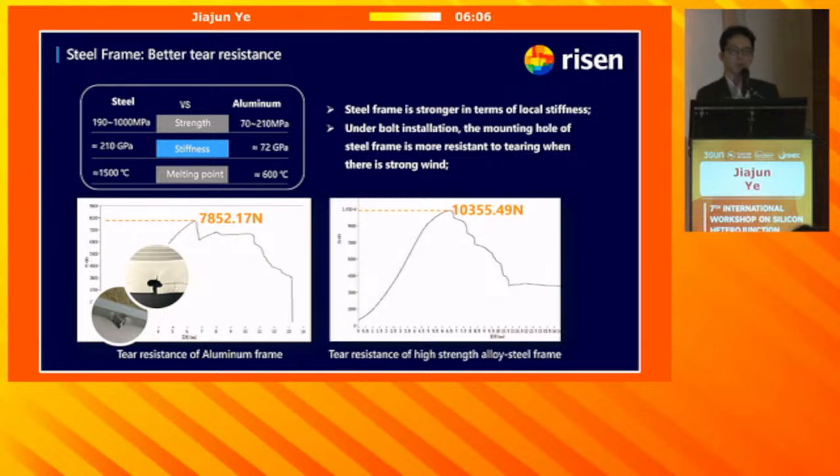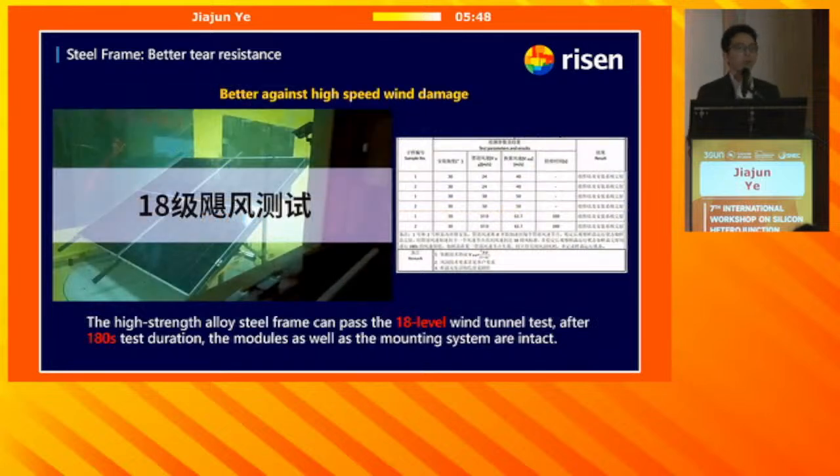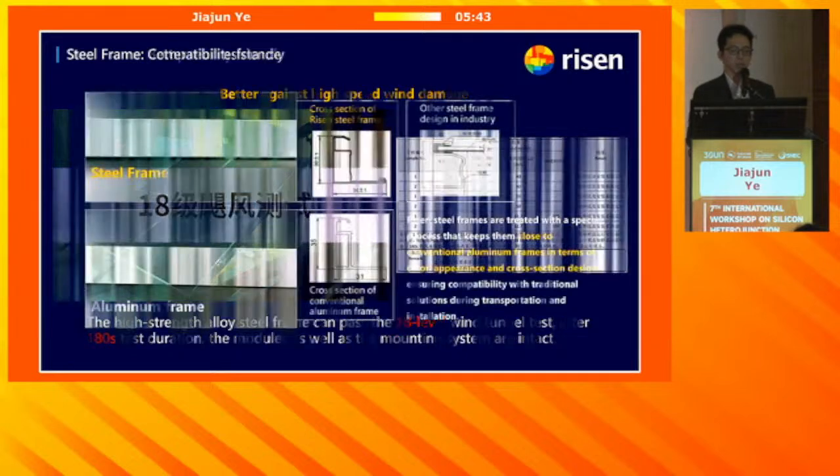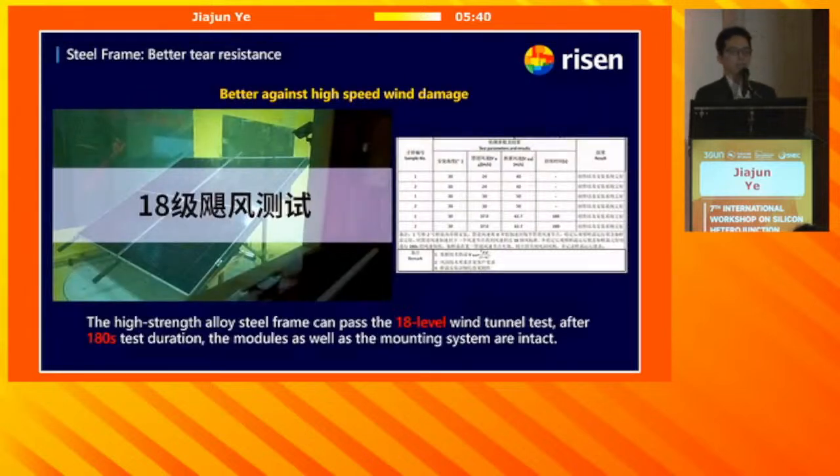And sometimes, if we're facing some strong, high wind, maybe the module will still remain intact and reliable, but the frame part in this mounting hole could be torn apart. So with this steel frame, we can greatly improve the tear resistance in this case. And also, we did some wind tunnel tests to verify its performance under high-speed wind. I think the video is not playing here, but it's showing that with the steel frame modules, we did the highest level wind tunnel test. After the test, the module still remained intact and the structure was not destroyed.